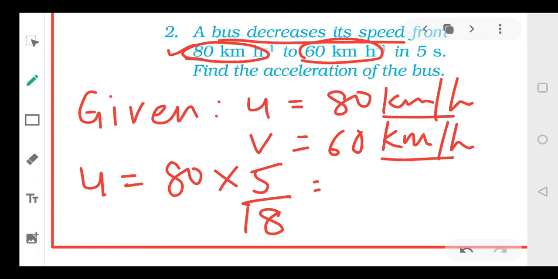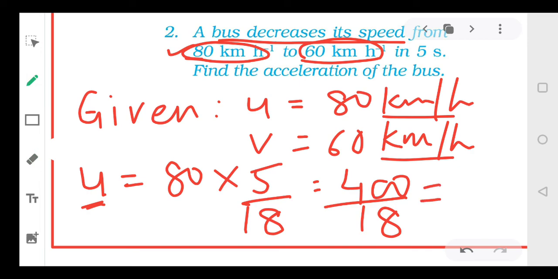Is it clear? So 400 upon 18. Okay, everyone. U we have calculated. U is 400 upon 18. Now you can divide it also. It will become 200 upon 9. You can cut it by 2, so it becomes 200 upon 9.